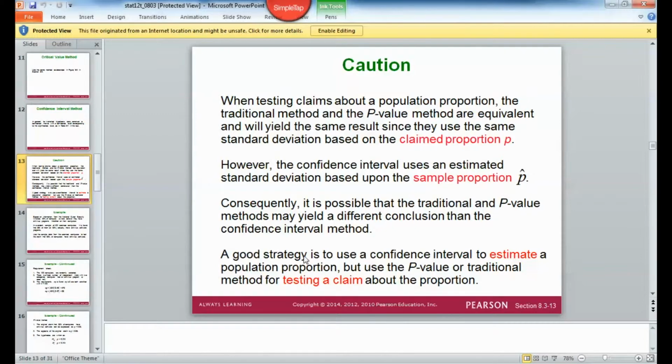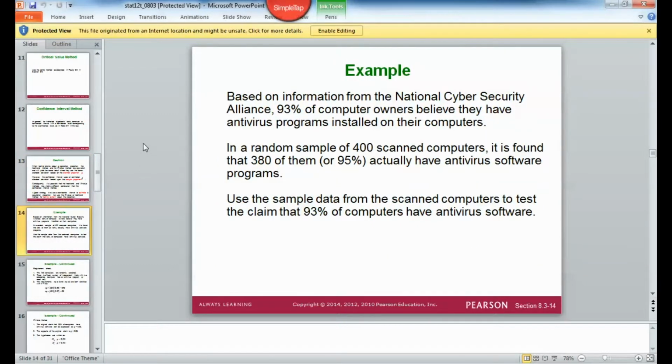It says a good strategy is to use the confidence interval to estimate a population proportion, but then use the p-value or traditional method for testing a claim about the proportion. So I agree there. All right, here's a little example here. I work a lot of examples in the practice test review, so I won't go through too many of these.